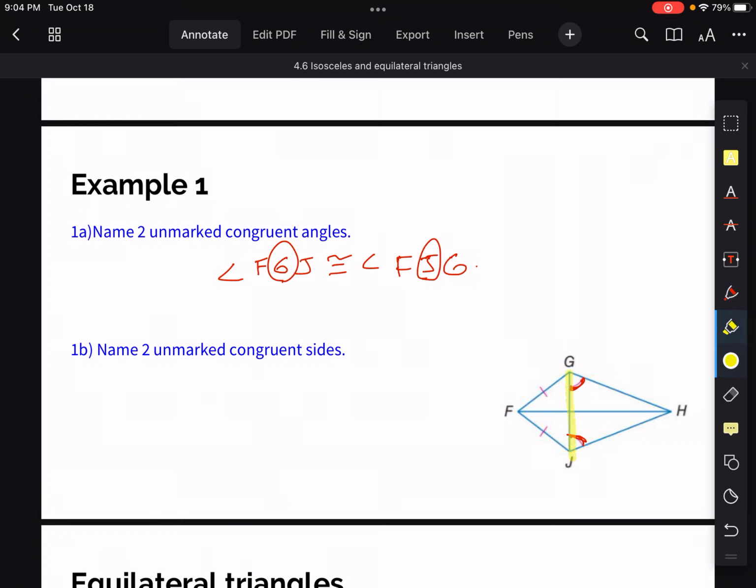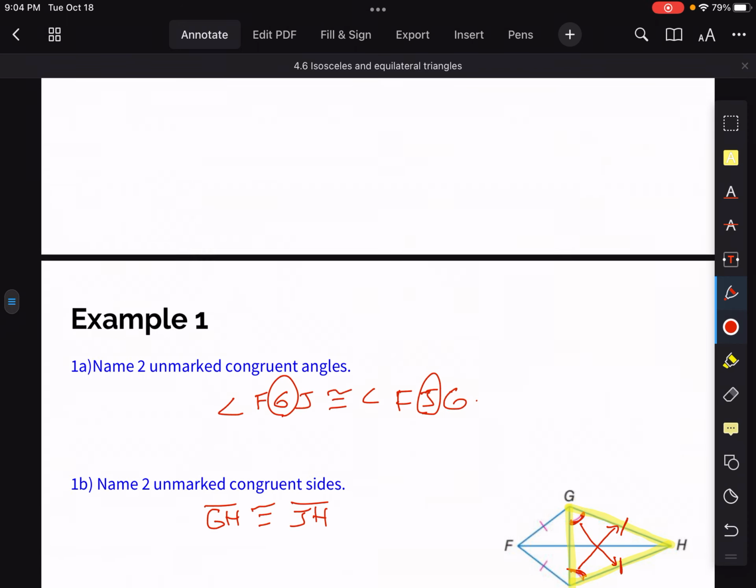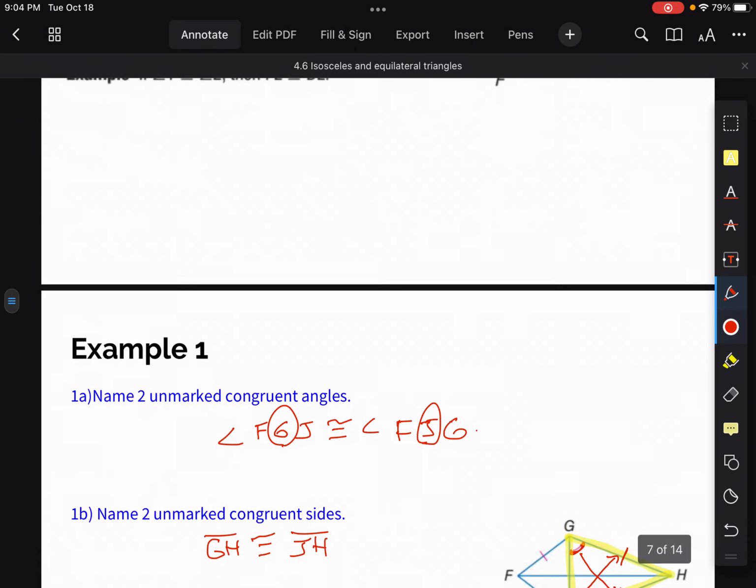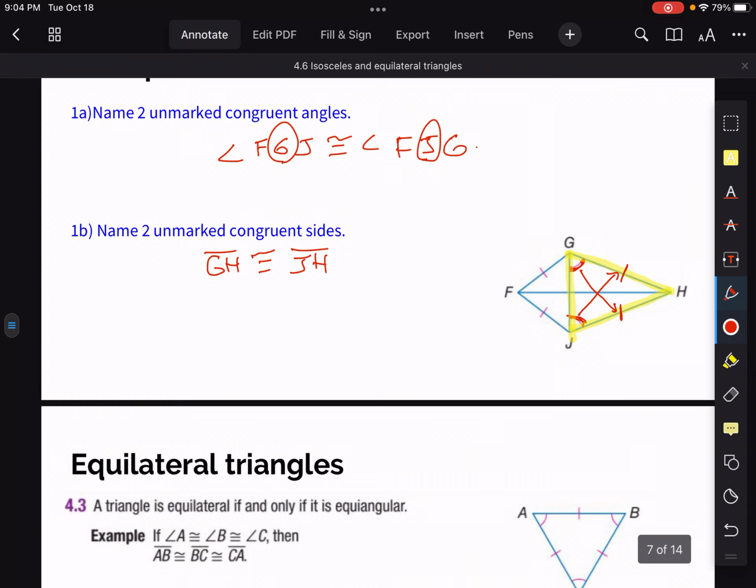So again, looking at the other triangle, on this triangle, opposite of this angle is congruent with opposite of this angle. So we would say that GH is congruent to JH. And I know that because of the converse of the isosceles triangle theorem. Since the two angles are congruent, the opposite side lengths have to be congruent on that big triangle.